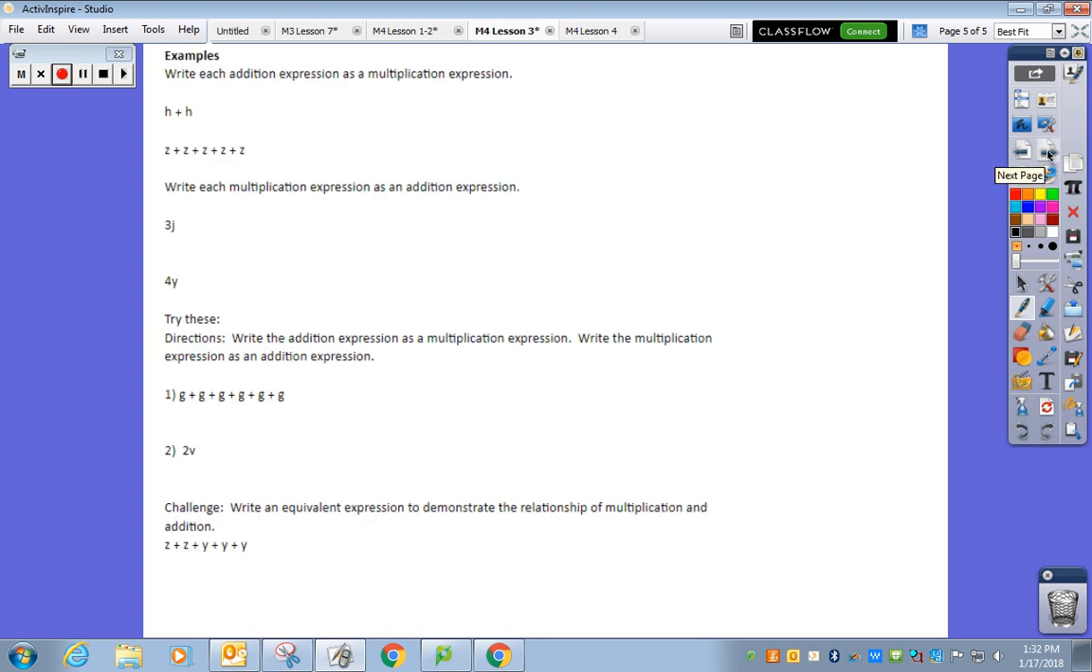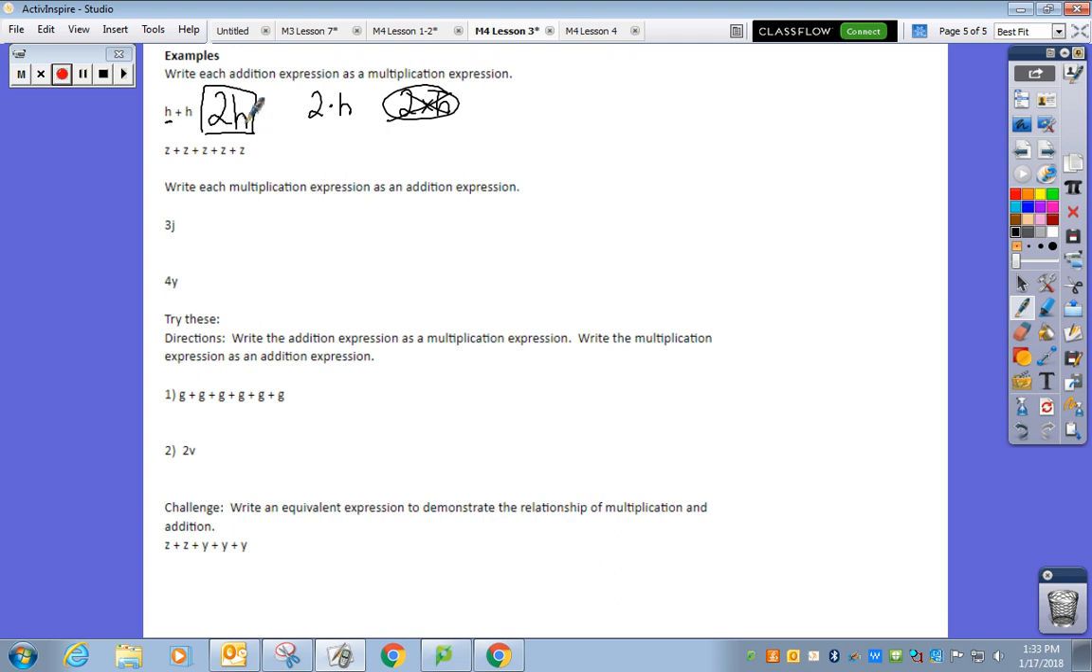Okay, so write each addition expression as a multiplication expression. So if I have two h's being added together, that means I'd be writing down the number and then the variable in this case, and how many there are. So 2 times h. With variables, the way that we write it is we put the number first and then directly next to it goes the variable. So this means 2 times h. You can write it with the dot. I would not write it with the x because it looks like the letter x and that can be confusing. I would really like you to get into the habit of just putting the number first and then the variable.